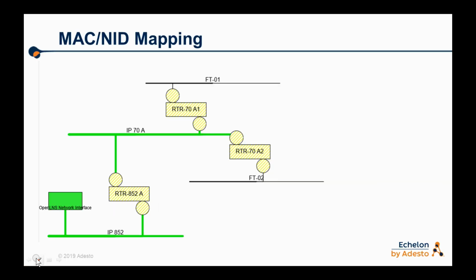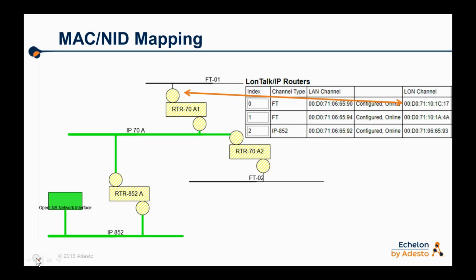Our project has three routers defined to connect a pair of FT10 segments to an IP852 backbone of this control network. This animation shows the mapping of the MAC IDs to each of the router sides. The values are reported on the System tab of the iLON 700 configuration web UI.